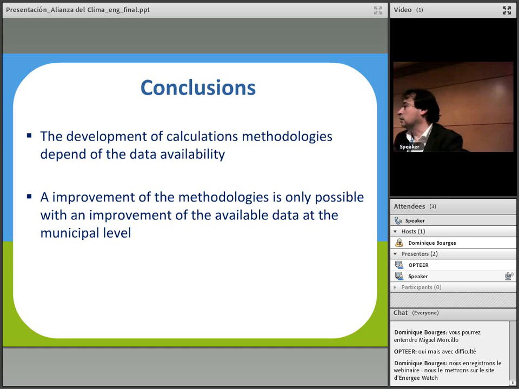I'm very pragmatic. In my opinion, it's not about developing methodologies just for fun or something scientific. Your methodology is only as good as the quality of the data is. That means you need in-depth available data to develop a methodology. If you don't have the data, it's not going to be possible. And in this way, I think you have to use the data you have, and later you have to try to improve the data availability and the data quality.